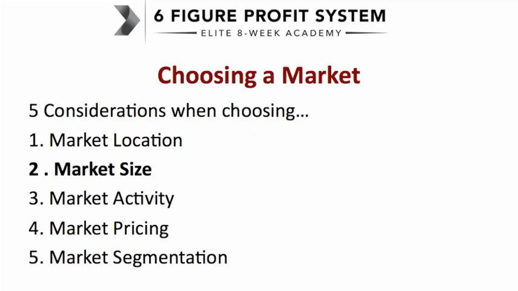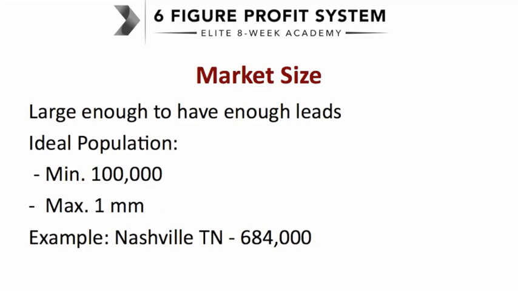So the second consideration is market size. When it comes to market size, what we're talking about is the population of that market, because we need a big enough population and a large enough area to have enough leads, right? We need to be able to convert leads into deals. The ideal minimum would be 100,000 population. That's on the lowest side possible. If the market is smaller than 100,000, you're going to want to expand it to take in a bigger population. Even 100,000 is pretty skinny.